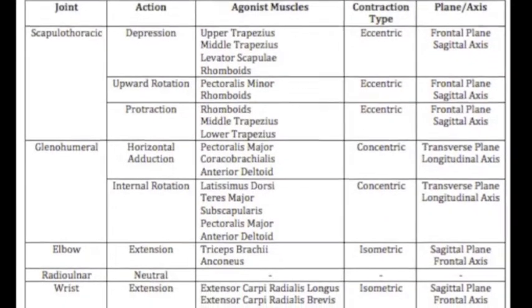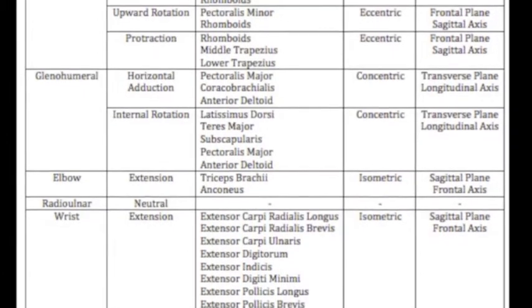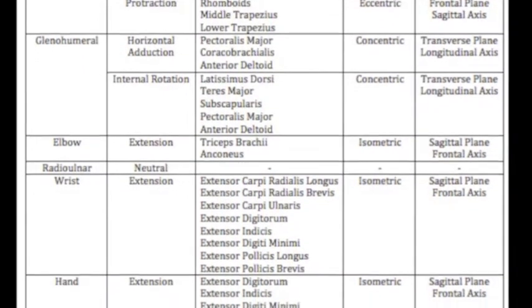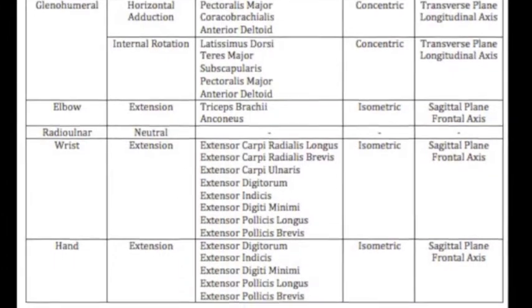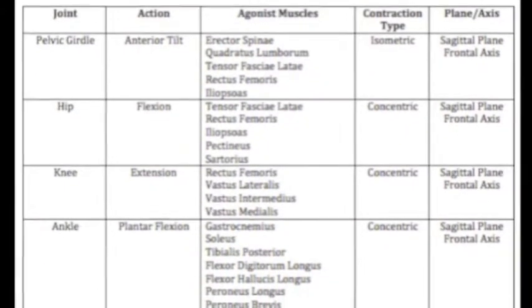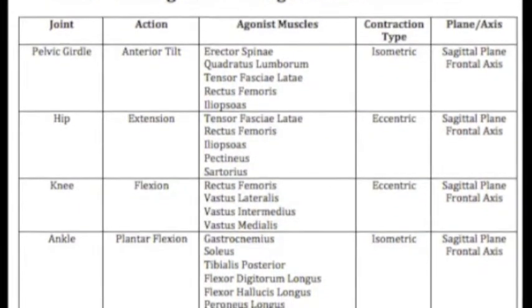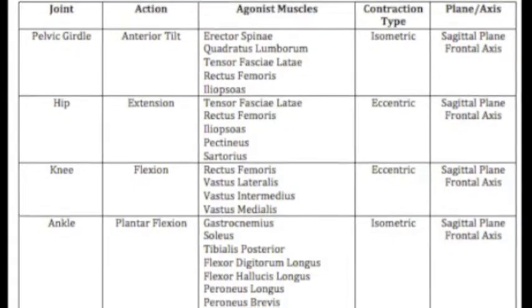On the right, there is isometric anterior tilt of the pelvis using the anterior pelvic rotators. There is eccentric extension of the hip resisting the force of gravity as the leg moves down, using the hip flexors. There is eccentric flexion of the knee for the same reason, using the knee extensors. At the ankle, there is isometric plantar flexion using the plantar flexors.